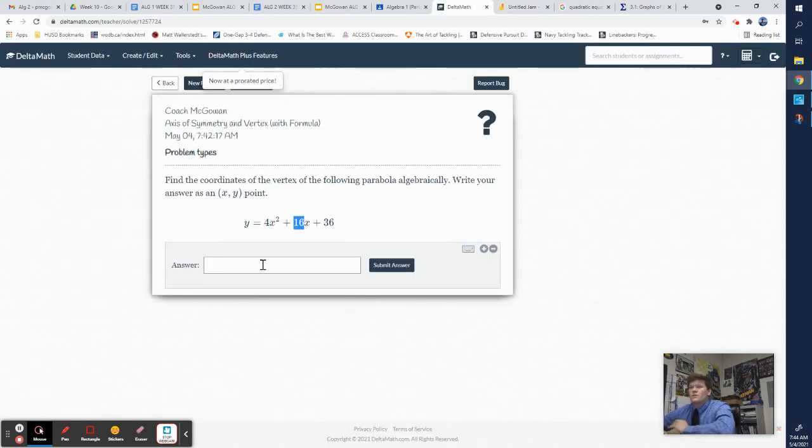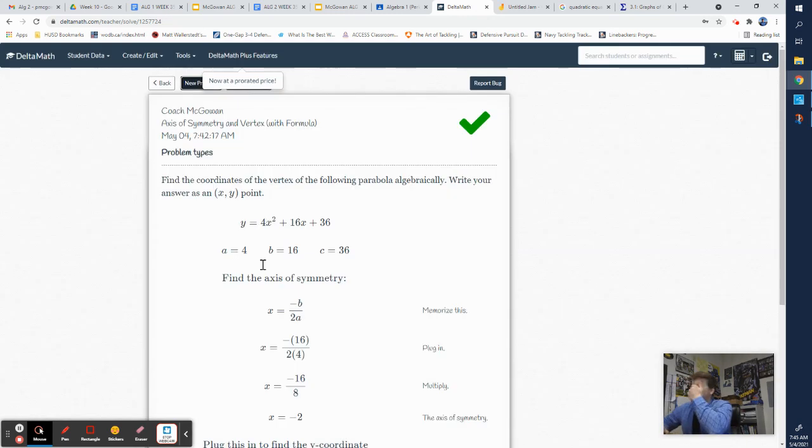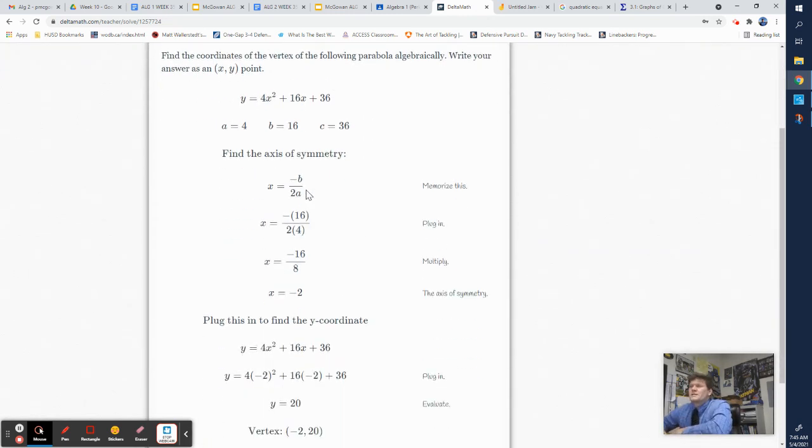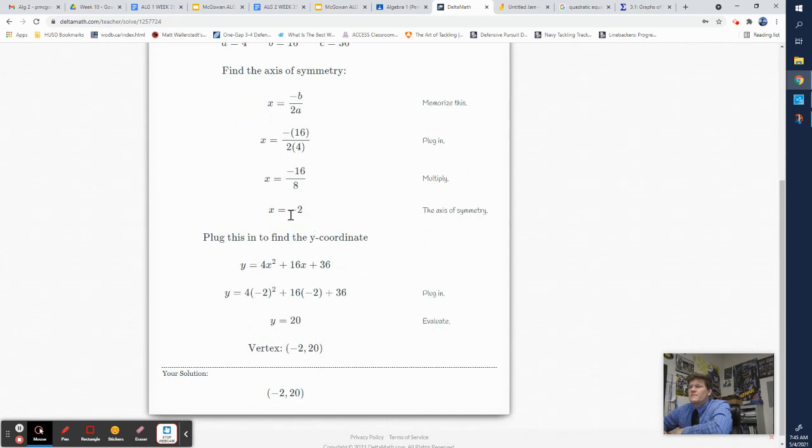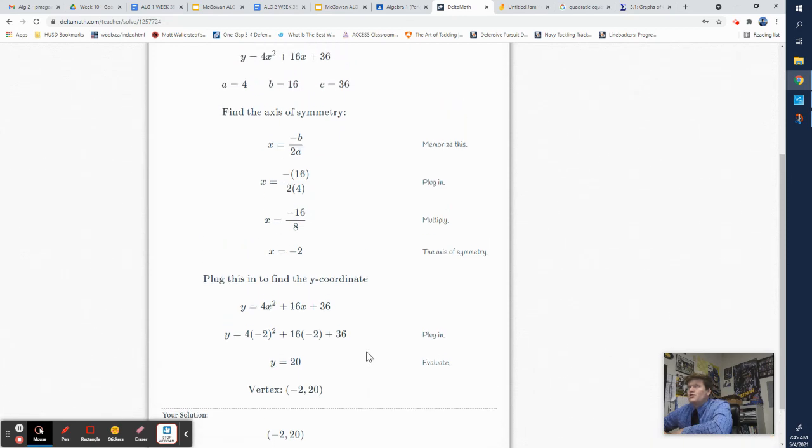It's a good thing we don't have to graph that one. That'd be a big graph. But negative 2, comma, 20. Axis of symmetry, plug your values in. There's your x. Plug it into your equation. There's your y. So you have your vertex. I've checked it on Delta Math. They will not accept it without the parentheses for vertex. So make sure you have those parentheses, and then you should be good to go. Intro to graphing our quadratics, guys. Let me know if you have any questions.